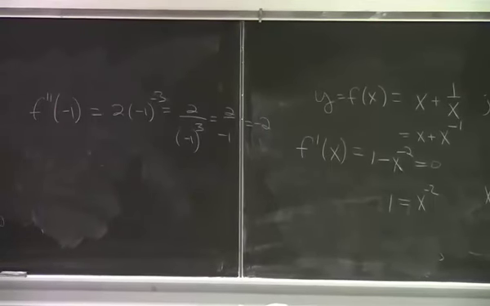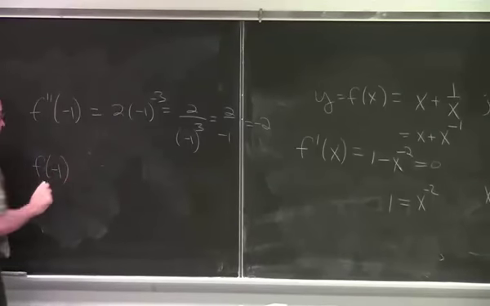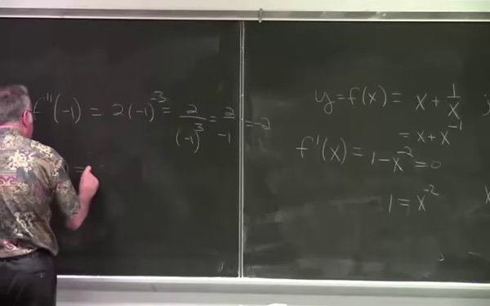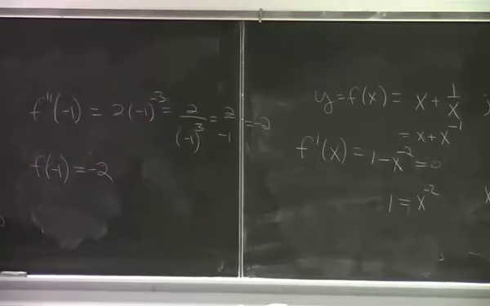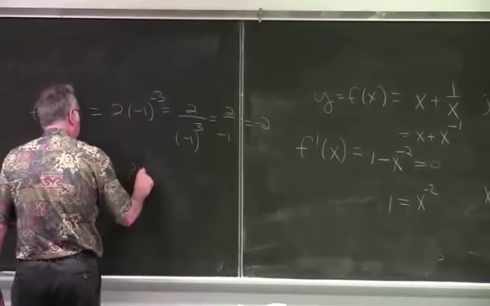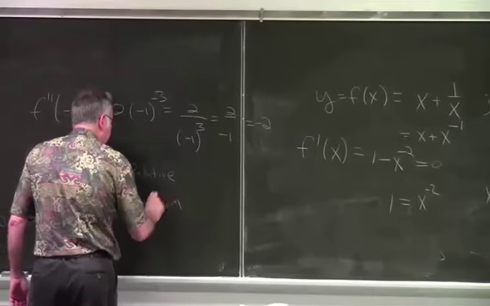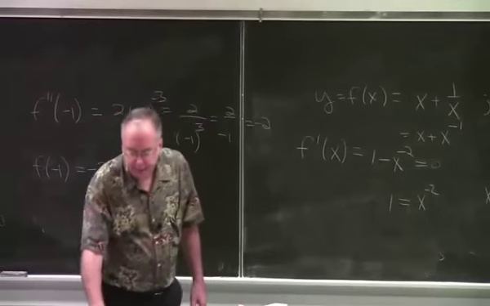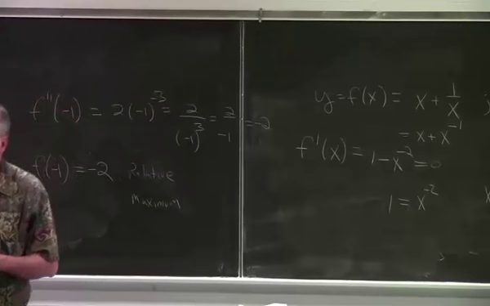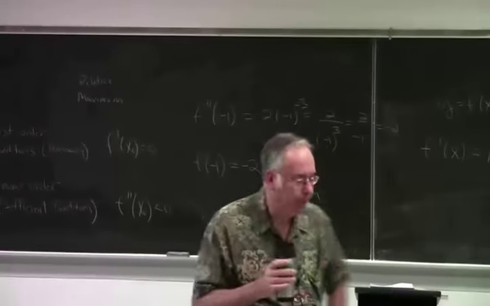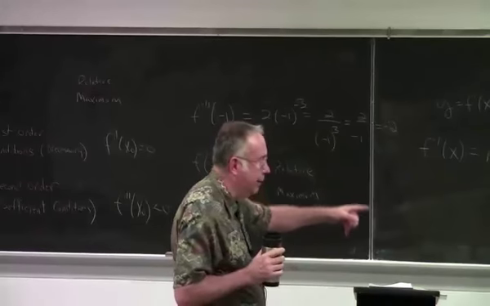All right. So that means f of minus 1 is equal to minus 2, and that is what? Yes, this is a relative maximum. But wait a second, something is odd here, isn't it? That's why I said this is an interesting mathematical problem. What's odd about it? The maximum is minus 2, and the minimum is 2.